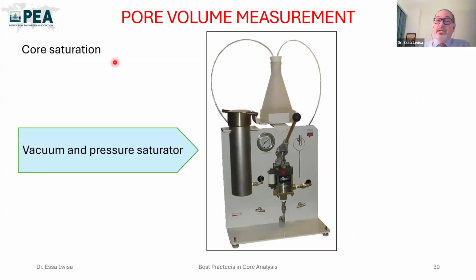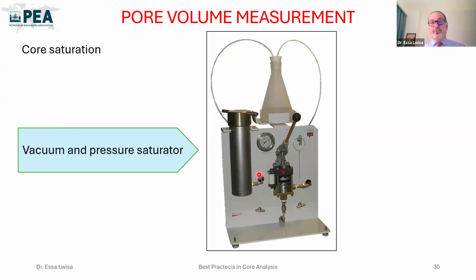We can also obtain the pore volume of the sample by water saturation. As you can see here in this picture, this is the vacuum and pressure water saturation. In this case, what we do is we take the sample. The shape could be regular or irregular. Of course, the sample should be clean and dry.